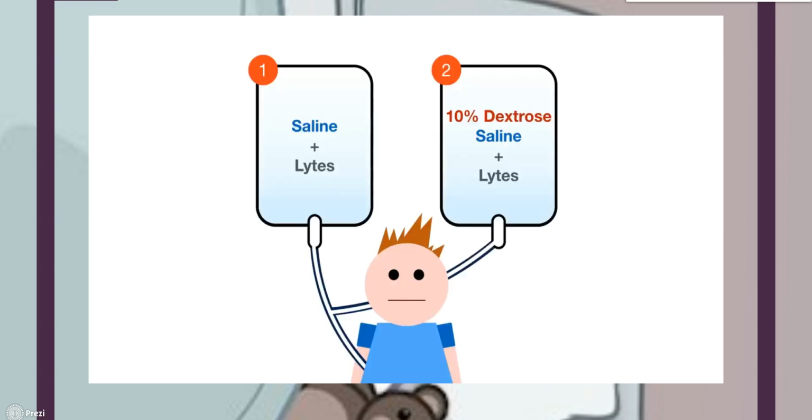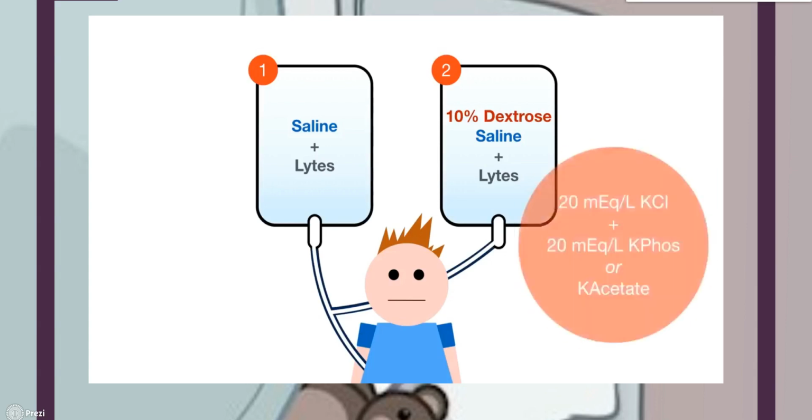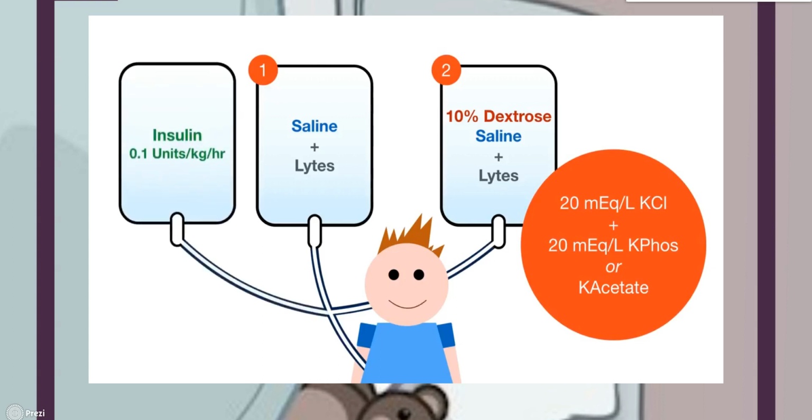This picture illustrates the setup. So you can see bag 1 is composed of saline and electrolytes, and bag 2 has 10% dextrose, saline, and electrolytes. Note that the composition of electrolytes is the same in either bag, either 20 milliequivalents per liter of potassium chloride and 20 milliequivalents per liter of potassium phosphate or potassium acetate. You can also Y in the insulin, and as you can see, at an appropriate drip rate, this makes patients happy, or at least helps correct the acidosis.